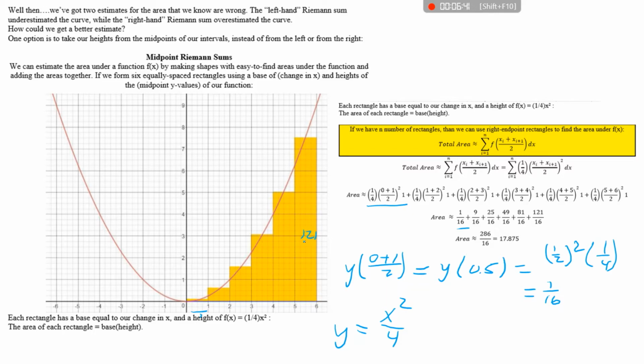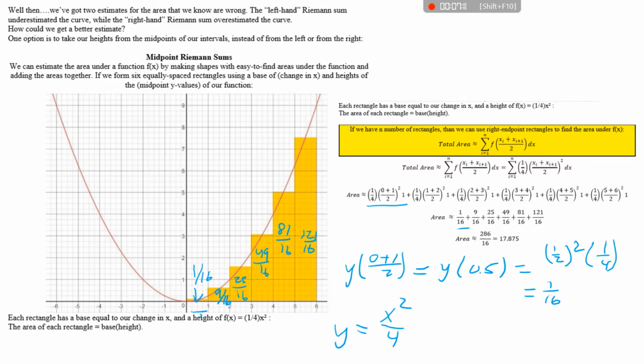So this one is 121 over 16, 81 over 16, 49 over 16, 25 over 16, 9 over 16, and this one is 1 over 16. Okay, we add them all up. Since they're all over 16, I can just add the tops. If I add all of the tops, I get 286. So that's 286 over 16, or 17.875.